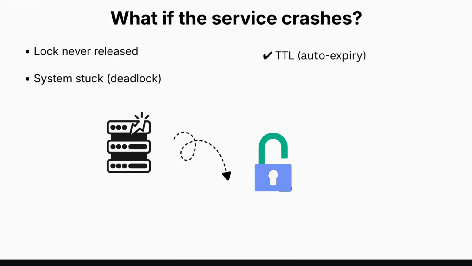Now, why is lock expiry critical? What if the service crashes after acquiring the lock? If there is no expiry, the lock will live forever and block the system. That's why TTL or expiry is absolutely critical in distributed locking.